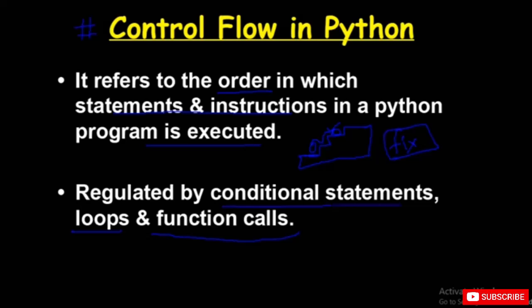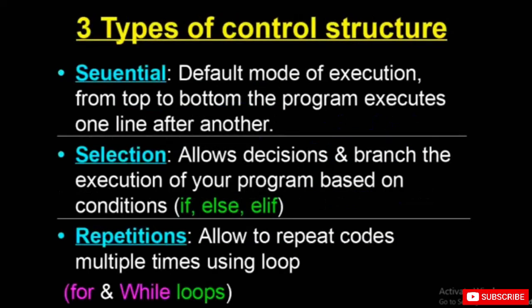Let's see the conditions. There are three types of control structure that we have. First is sequential, second is selection, and third is repetition. Sequential is the default mode, where from top to bottom everything executes line after line, one after another. So if you do not choose something specifically, it will function like this only.